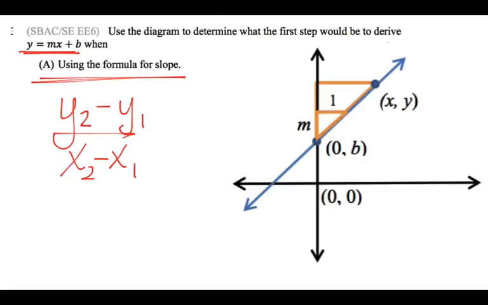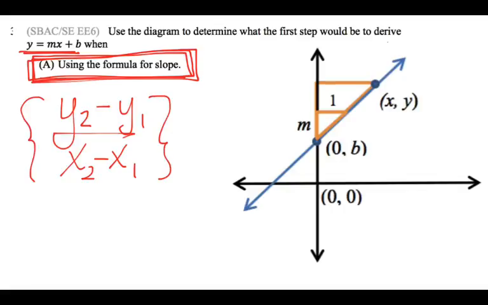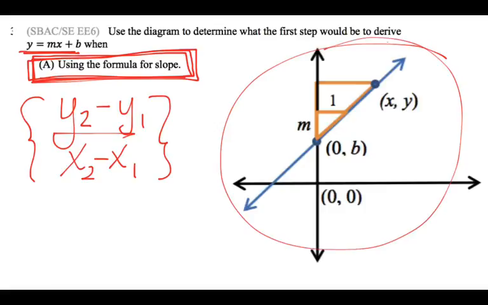Okay, so we're going to use the picture that we have to the right. So what I want you to do in your notes, underneath the title that you just wrote, is write A, using the formula for slope. And then you're going to write this formula right here. And then you're going to draw this picture. So push pause and copy down everything I have written, highlighted in red.